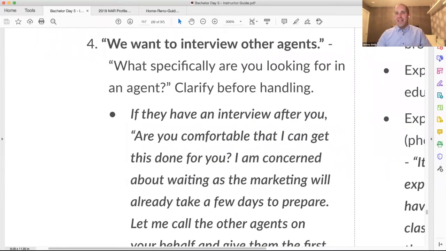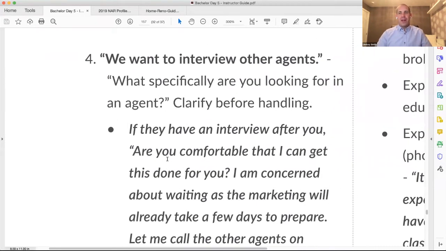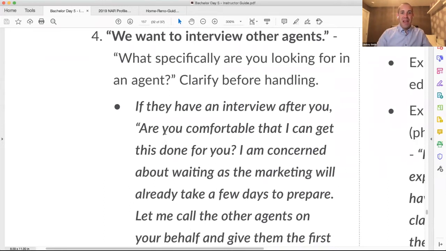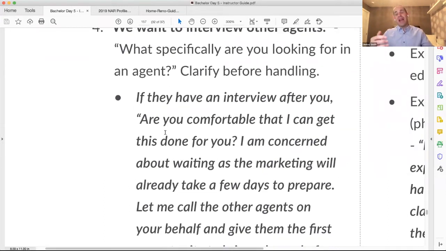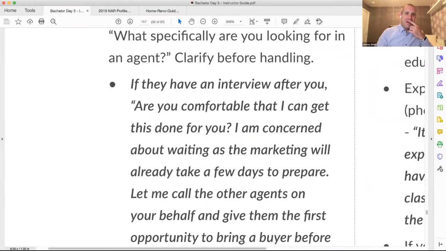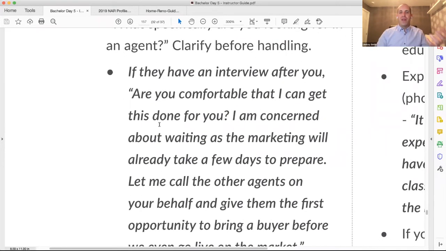Says, we want to interview other agents. My next question on that one would obviously be clarifying. We're supposed to clarify all of these before handling them. What specifically are you looking for in an agent? And in some cases, they'll say, actually, we have an interview after you. So I have a bit of a script written here, and it says, are you comfortable that I can get the job done for you? And then they say, yeah, actually, we are, but we have this other appointment.